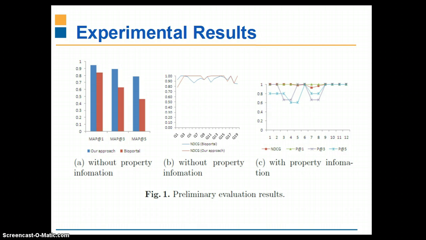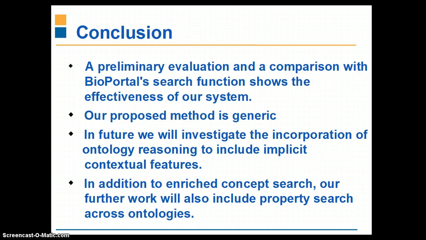The results for our approach are comparatively very good. With and without the properties, we have tested our system using the NDCG and the MAP precision at 5 measures, which are typically used in information retrieval systems. So in conclusion, the results display the effectiveness of our system. Our system is generic. Although we have used it for BioPortal, it could be applied to any domain.